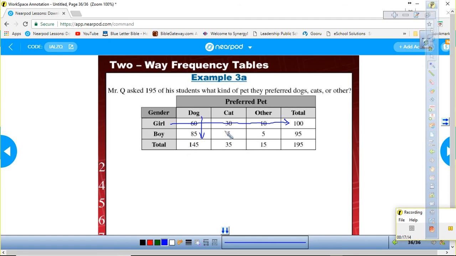However, it doesn't matter which way you fill in information. This is 30 plus 5, that's 35. 10 plus 5, that's 15. 85 plus 5 plus 5, that's 95. But watch. What is 100 plus 95? What is 145 plus 35, that's 180. Plus 15, that's what? 195. So the totals that way and the totals this way should give us the total that goes on the bottom right corner. So it should look something like this.